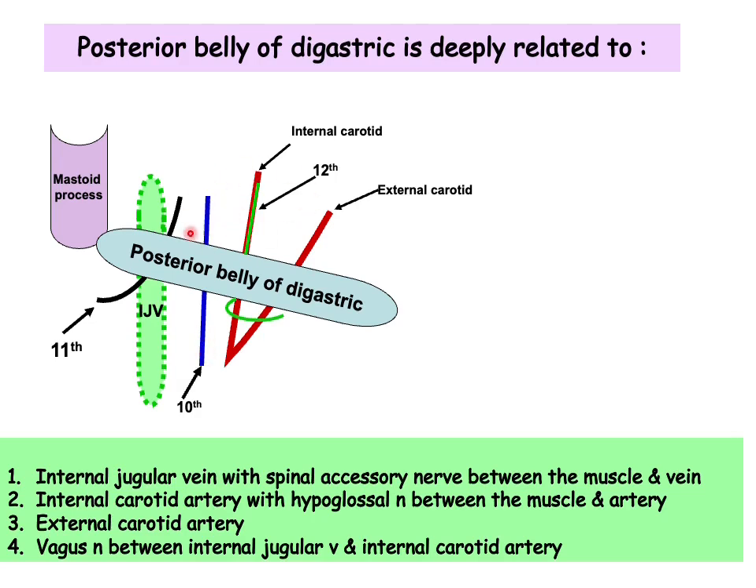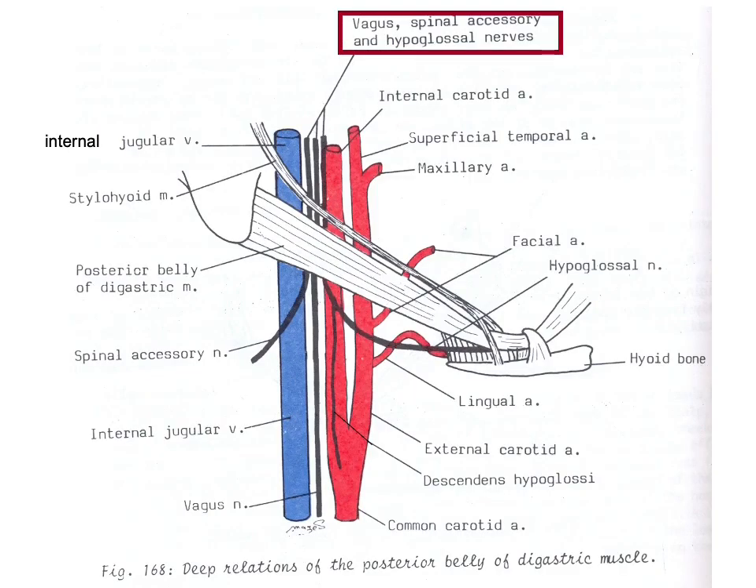So that's the relation of the carotid system. In the carotid triangle we also mentioned those three nerves. The hypoglossal nerve is going to cross the vessels and pass anteriorly. The accessory nerve is going to cross the vein and pass posteriorly. And the tenth nerve, the vagus, descends in between. So that's the important relation of the posterior belly of the digastric.